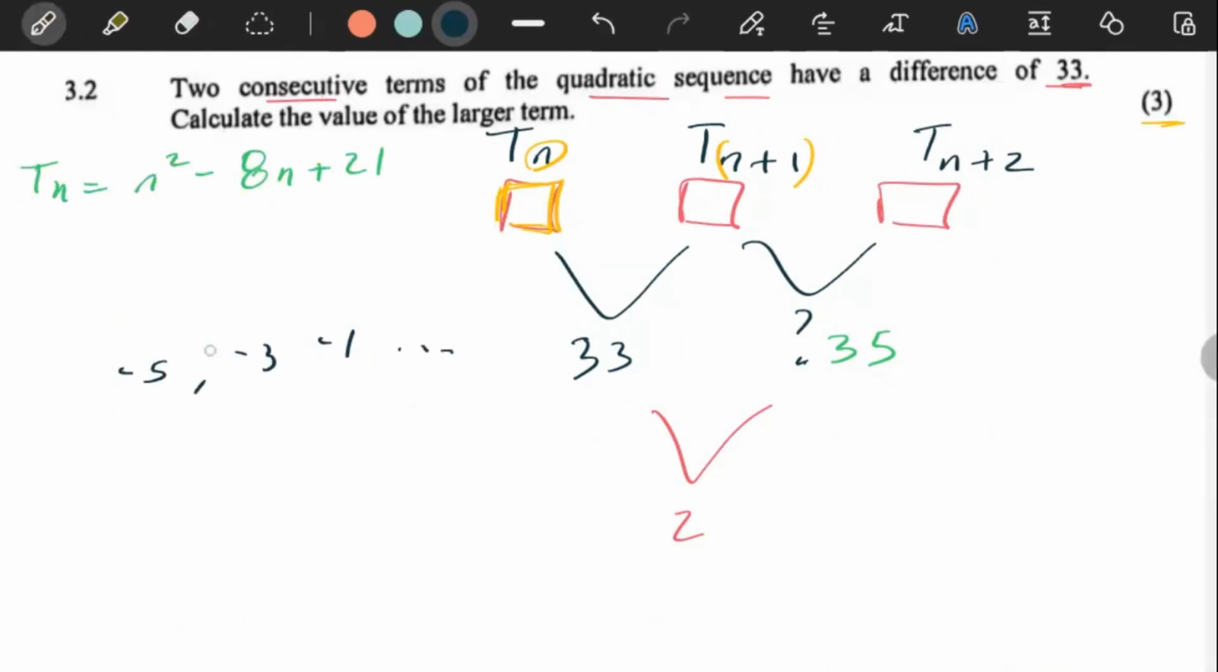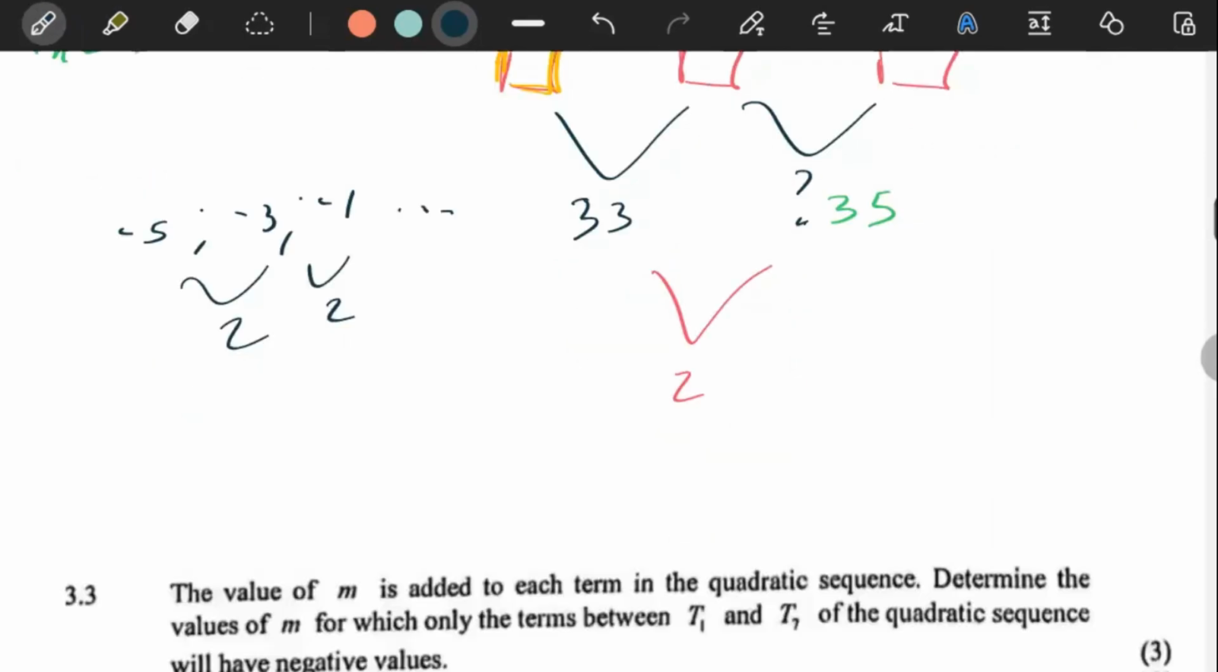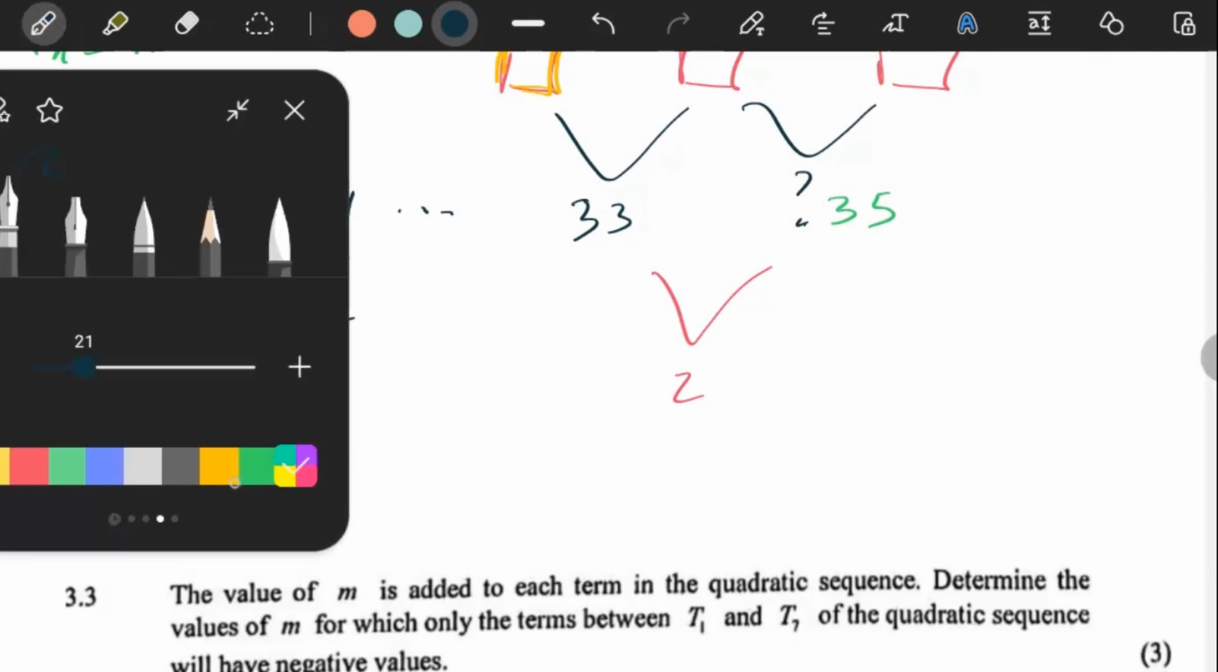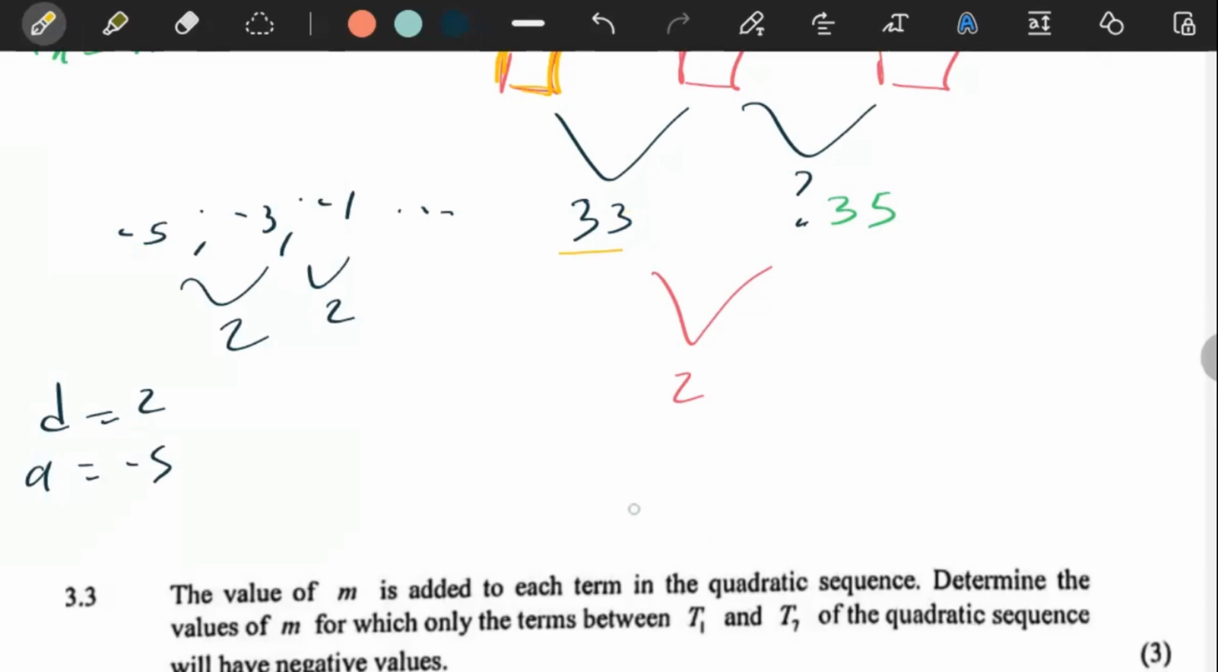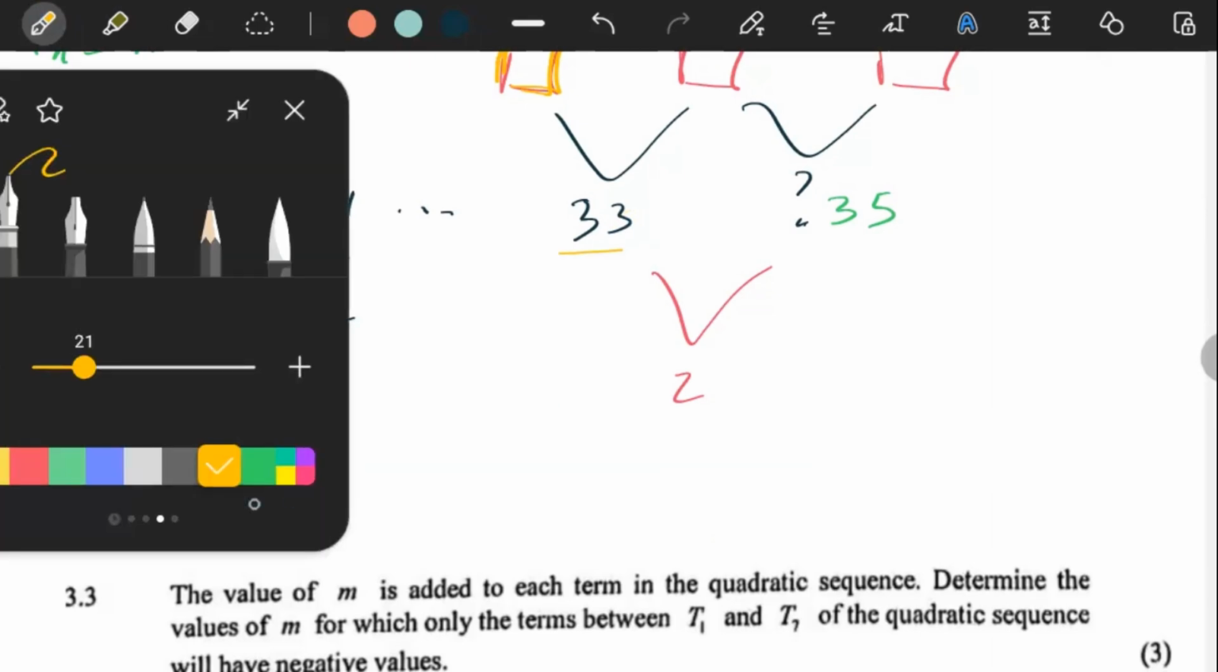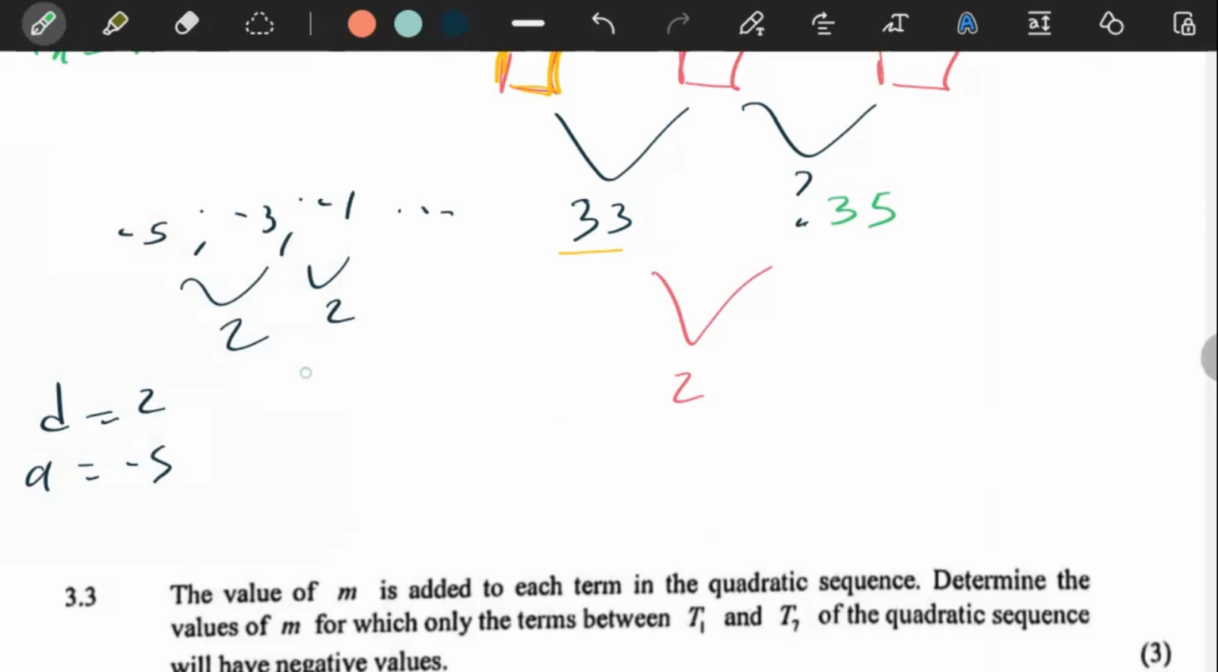So what we know is, in this sequence of first differences, our common difference is 2. Our a value is negative 5. Let's just find out the position of 33. It will help us work our way upwards. So in an arithmetic sequence, Tn is equal to a plus n minus 1 d. A is negative 5.